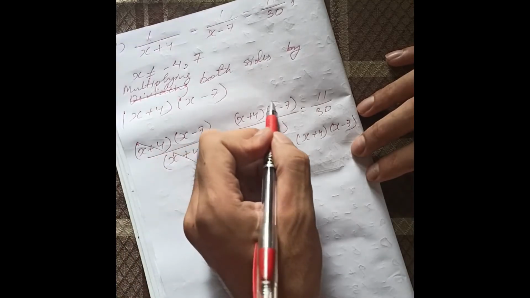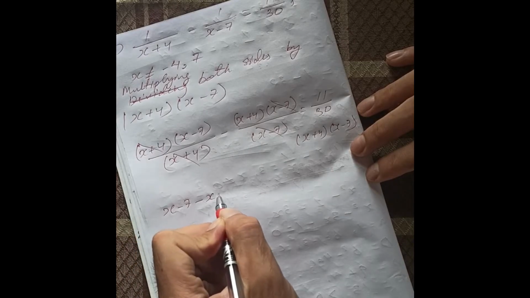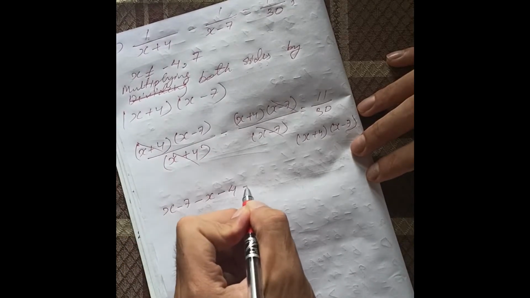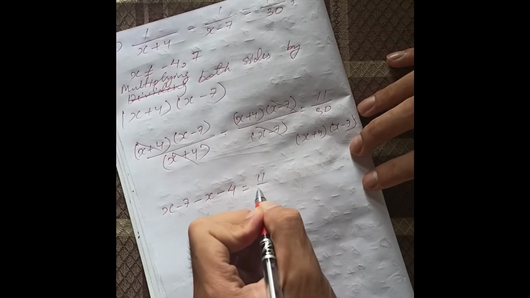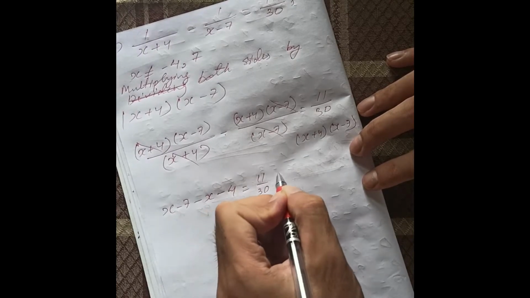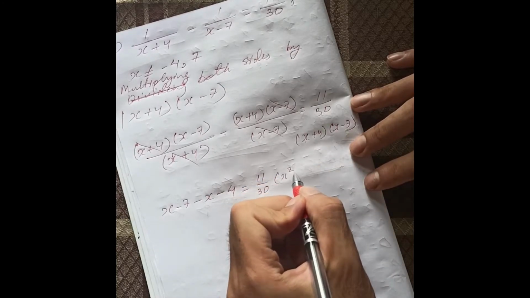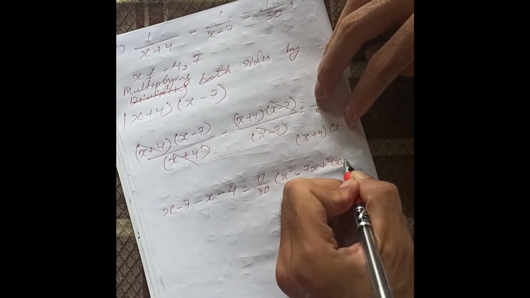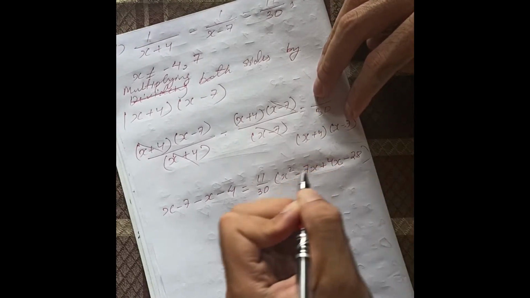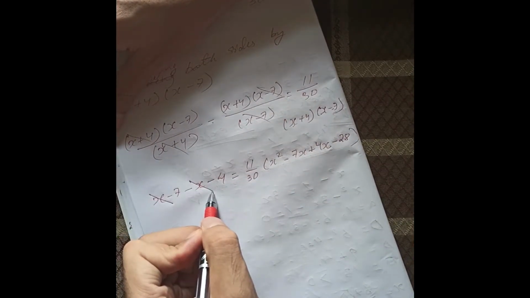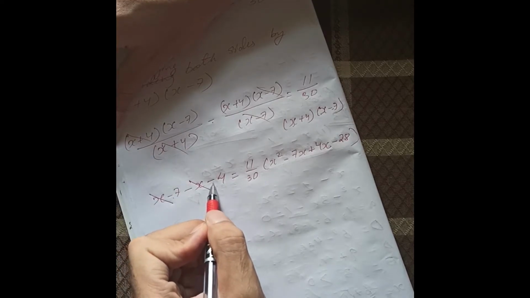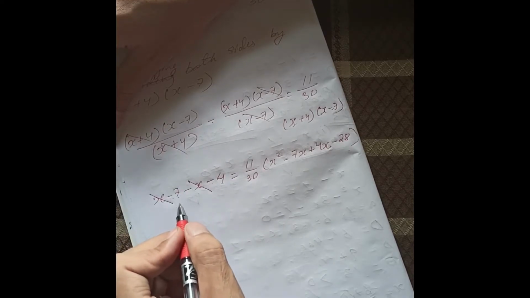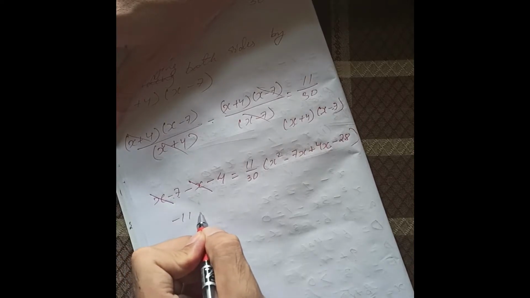x plus 4 and x plus 4, x minus 7 and x minus 7 cancel. So what do we have here? x minus 7 minus x, minus into plus is minus 4, equals 11 by 30 into, let's see, x into x is x squared, minus x into minus 7 is minus 7x, plus 4 into x is 4x, plus and minus is minus 4 into 7 is 28. Okay, now here x will get cancelled. So minus into minus is plus, 7 plus 4 is minus 11.